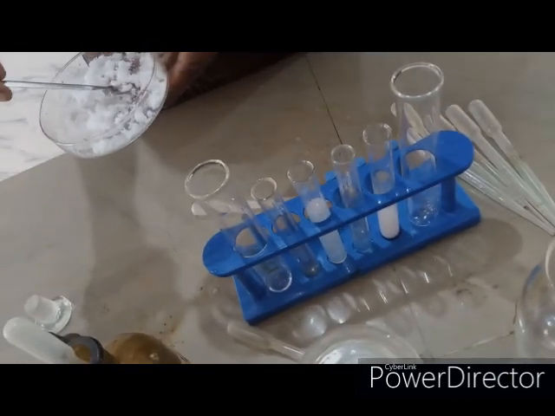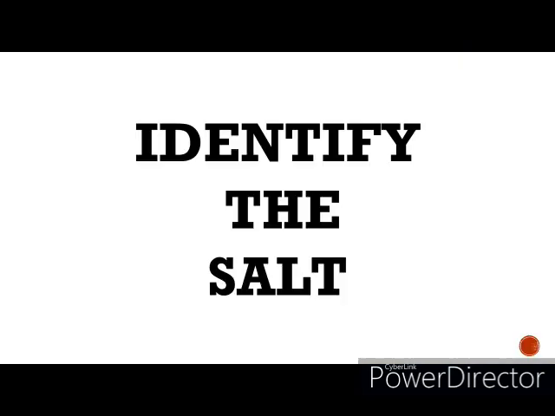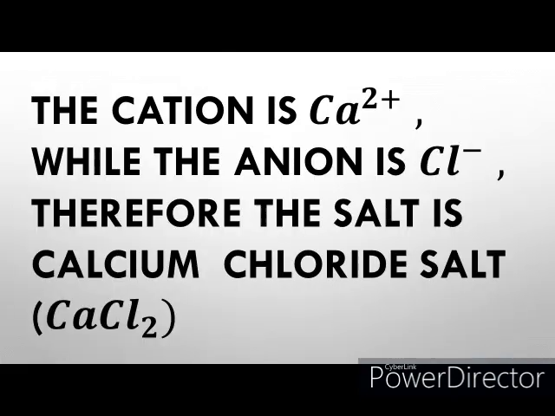So we've established in today's class that the cation present in this white salt is calcium ion, Ca2+, and the anion present is Cl-. So we can easily identify the salt. What's the salt? The salt is calcium chloride salt.